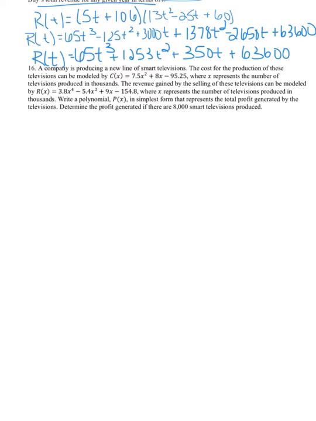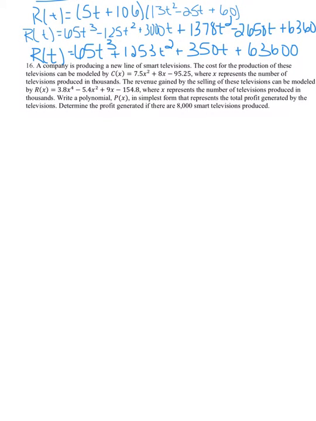And then last one, number 16. A company is producing a new line of smart TVs. The cost for the production is C of X. X represents the number of televisions produced in thousands. The revenue is R of X. Same deal: X represents the number of televisions produced in thousands. Question: write a polynomial P of X in simplest form that represents the total profit gained by the television.